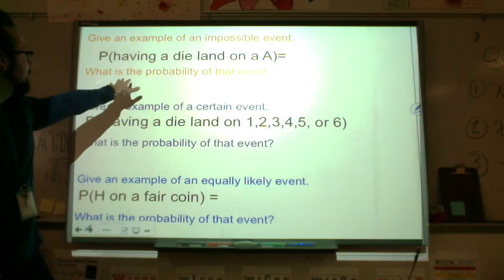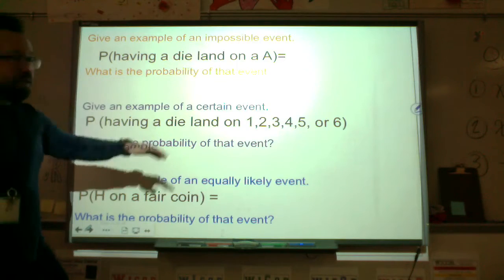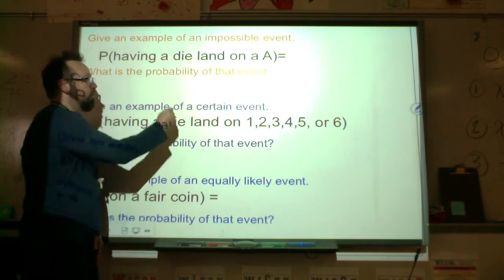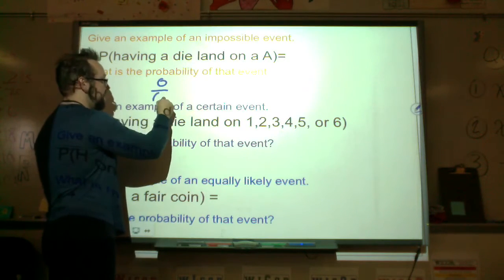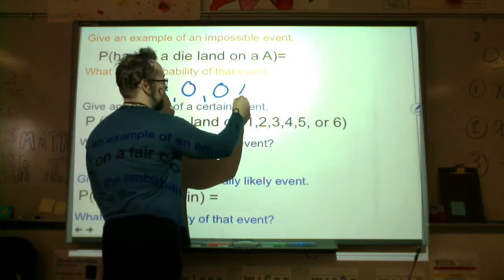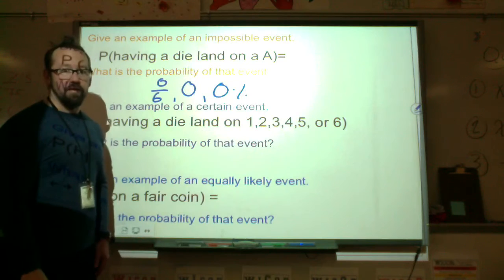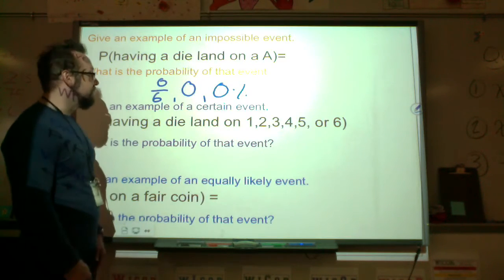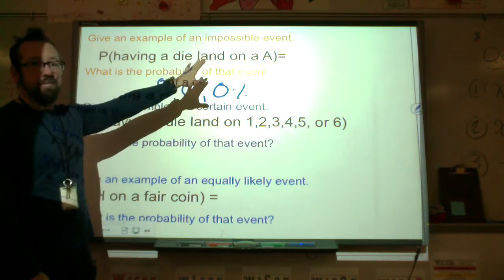So the probability of that happening, we could represent that or write it as 0/6, or we could express it as 0 or 0%. Those all mean the same thing, right? It's not going to happen, right? That would be something that's impossible.